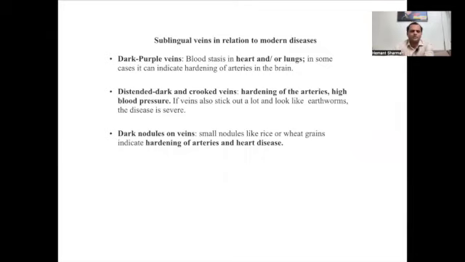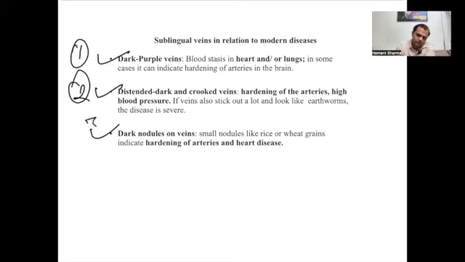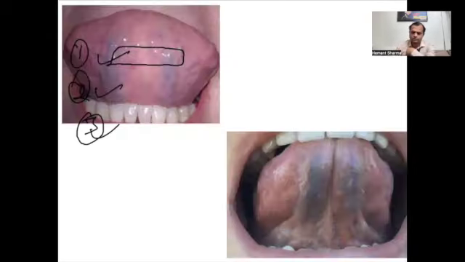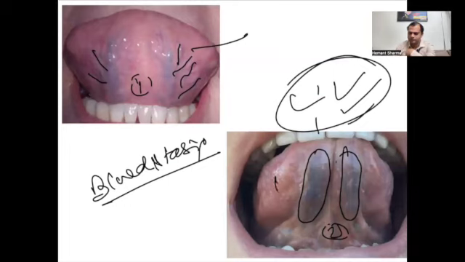So sublingual vein, try to understand 3 conditions. Condition number 1, 2, and 3. The condition number 1, dark purple veins. We have seen dark purple vein, like see this. This is the dark purple vein. The condition number 1.